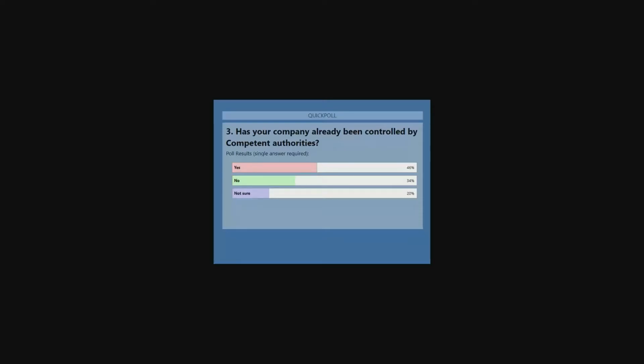So yes, 46% already has had a visit of the competent authority. 34% didn't have any, and then 20% that I'm not sure. So yeah, I mean, 50-50 that you have had a visit or not.